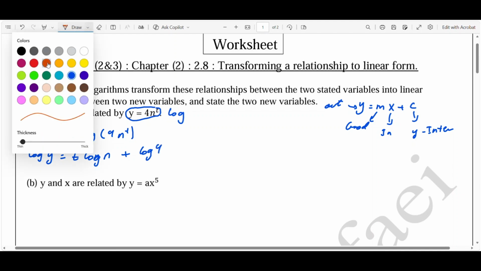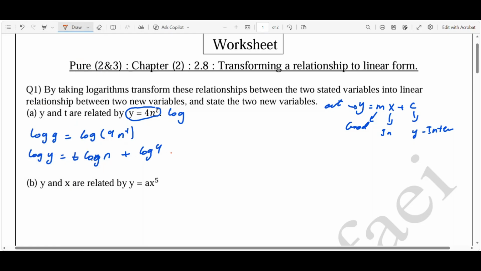So how is this linear? Log y, all of it, is the output. And t is the input, because I'm talking about the relationship between y and t. So y is the first variable, t is the second one. So t is the input, log n is the gradient, and log 4 is the y-intercept.